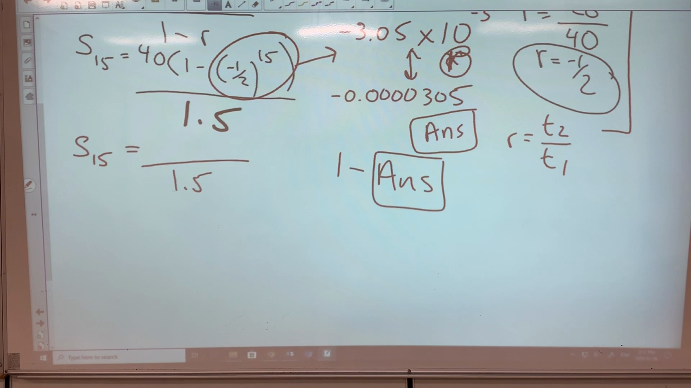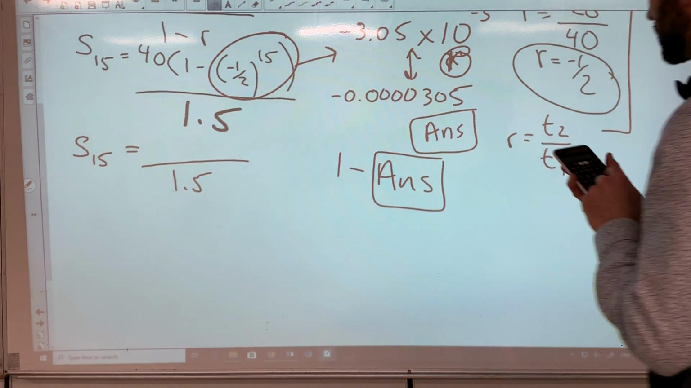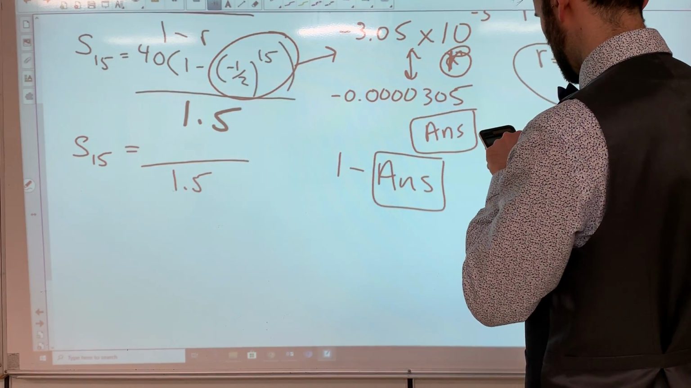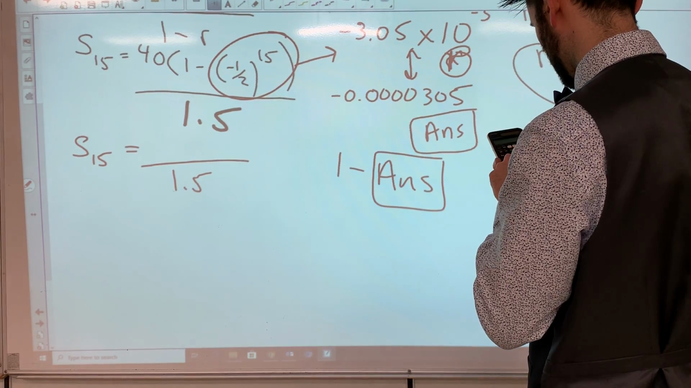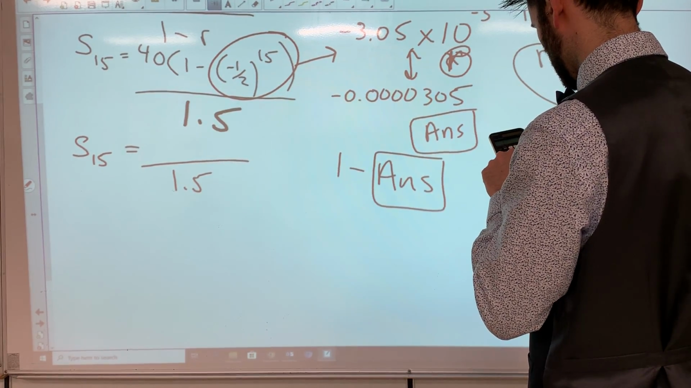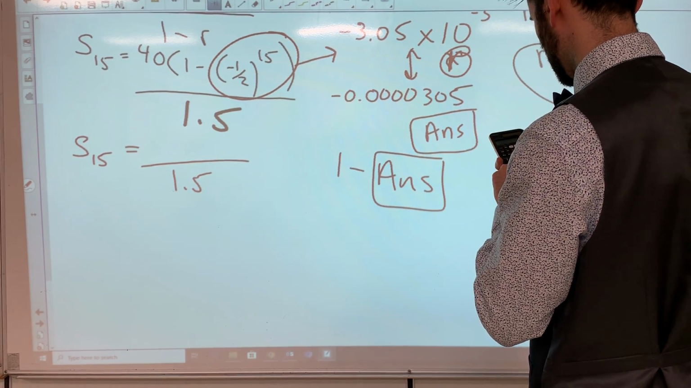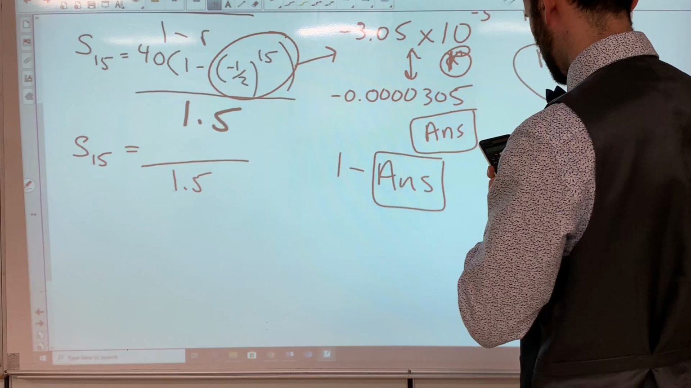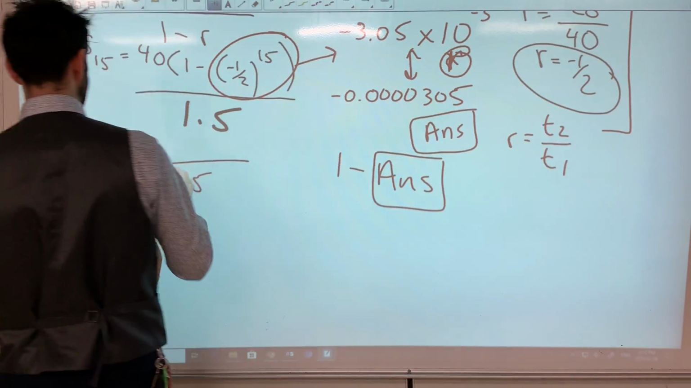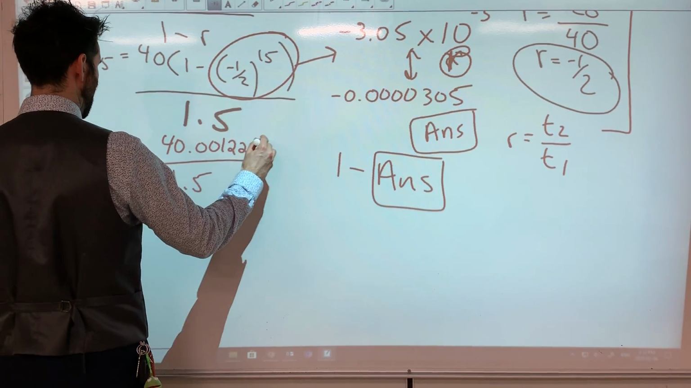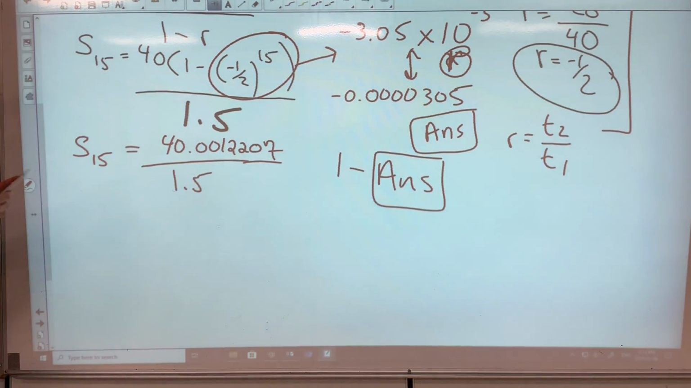So let's see, we got 0.5 raised to the power of 15. 40.0012. Oh, it's negative. Oh my word. So 1 minus the answer times 40. Okay, so I know it doesn't seem like much. Okay, so that's what I got. Divide by 1.5.